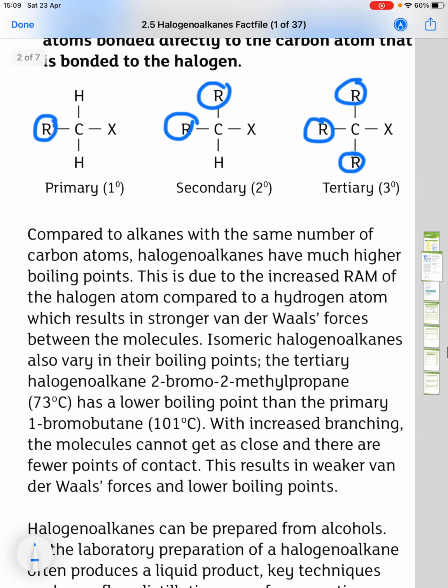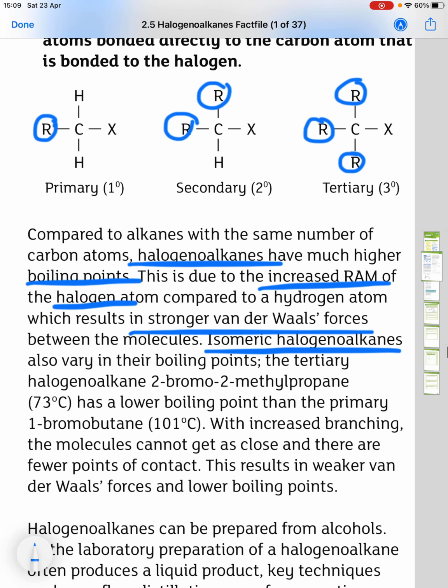So compared to alkanes with the same number of carbon atoms, the halogenoalkanes have much higher boiling points, and this is due to the increased relative atomic mass of the halogen atom compared to a hydrogen, which results in stronger van der Waals forces between the molecules. And isomeric halogenoalkanes also vary in their boiling points.